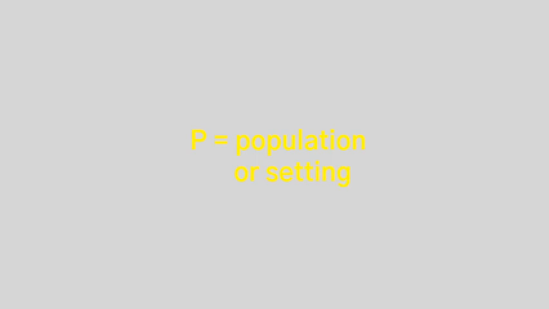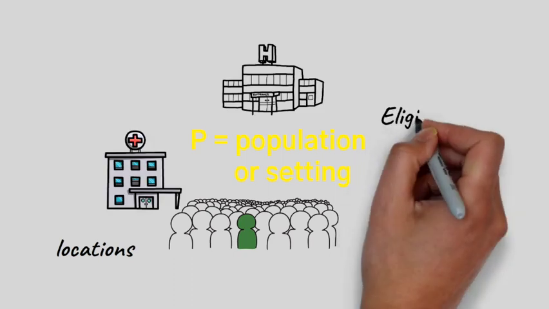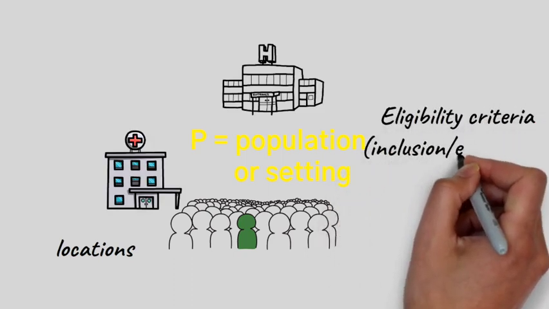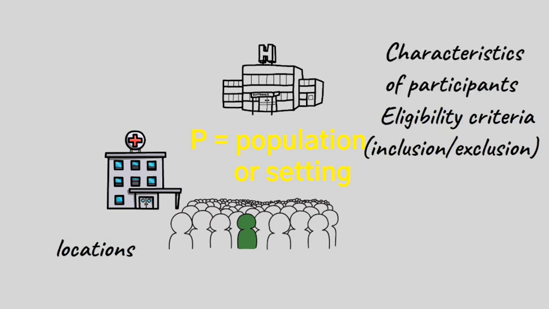P stands for population or setting. A reviewer should check details of locations, that could be a hospital setting, inclusion and exclusion criteria, and characteristics of participants and duration of follow-up, that is, time period.